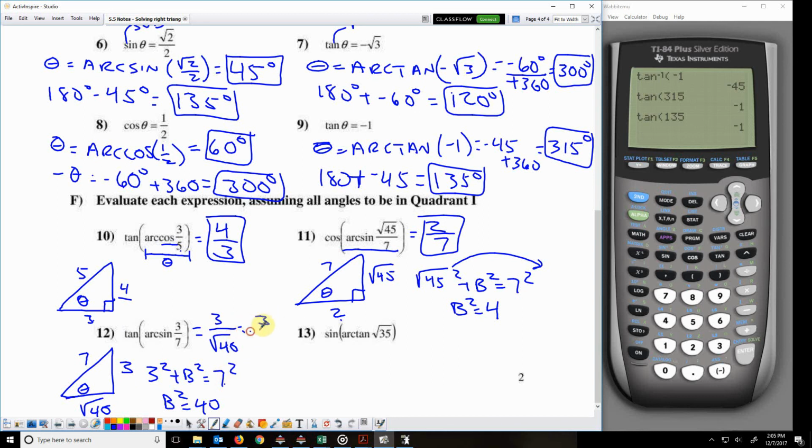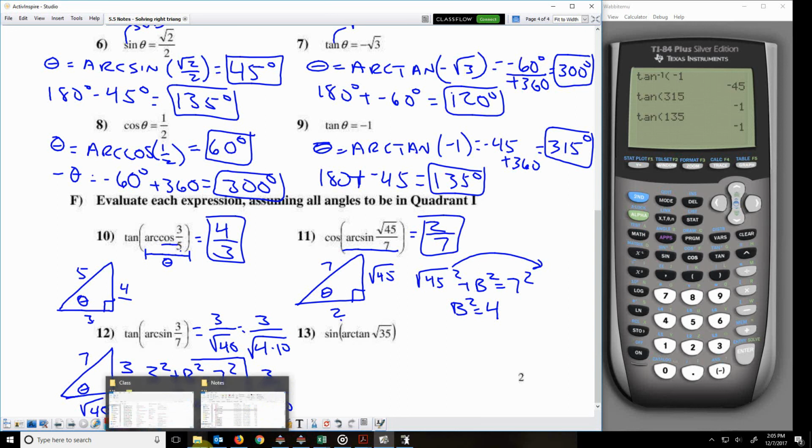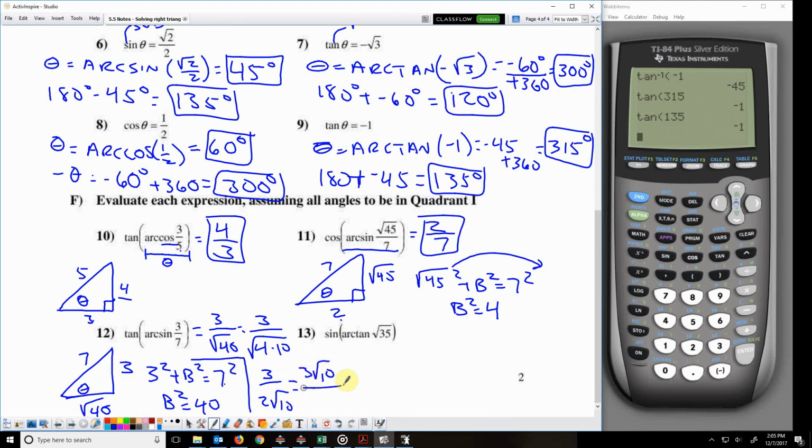40 is 4 times 10, so that's the square root of 4 times 10. And that means 2 times the square root of 10, so it's 3 over 2 root 10. Now I need to multiply the numerator and denominator by the square root of 10, so that's 3 root 10 over, and 2 times the square root of 10 times the square root of 10 is 2 times 10, which is 20.